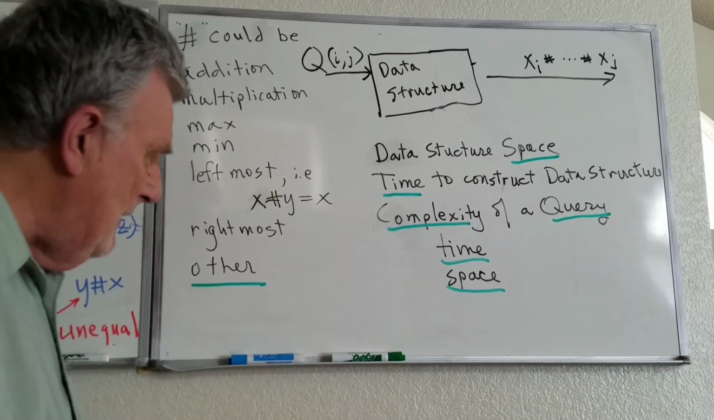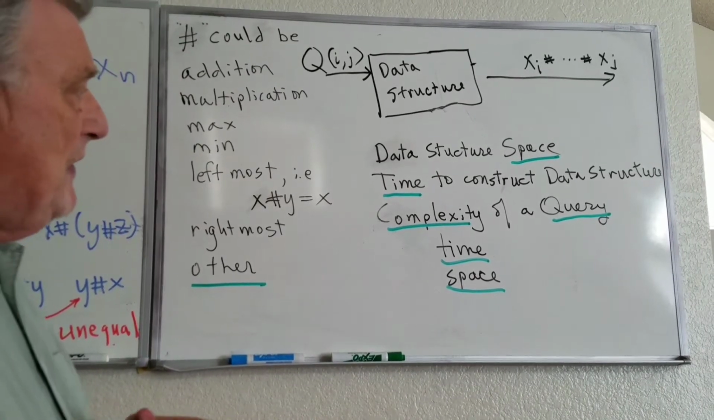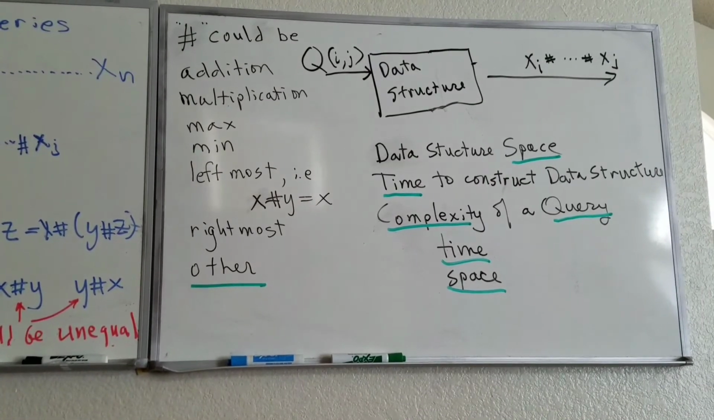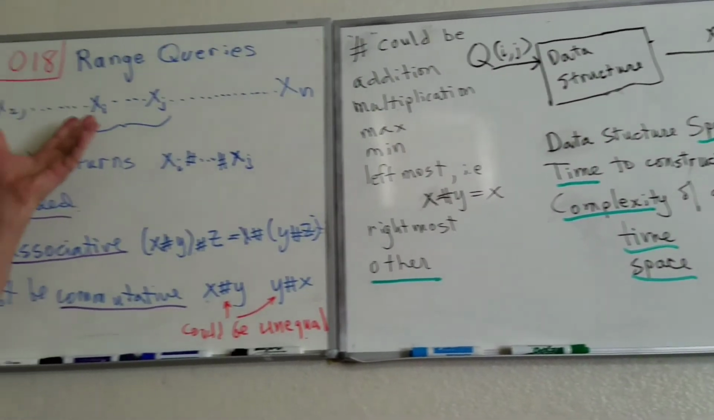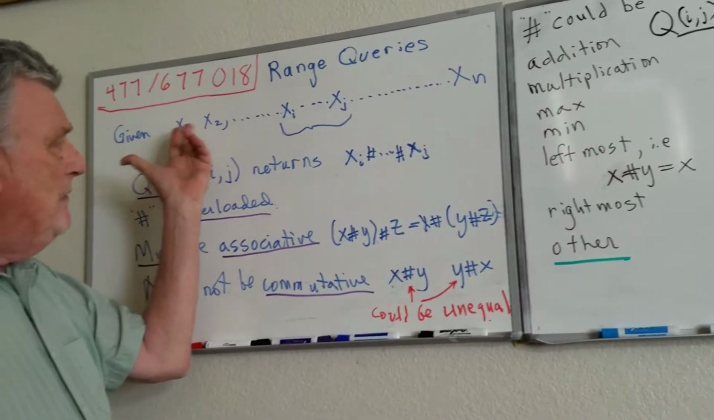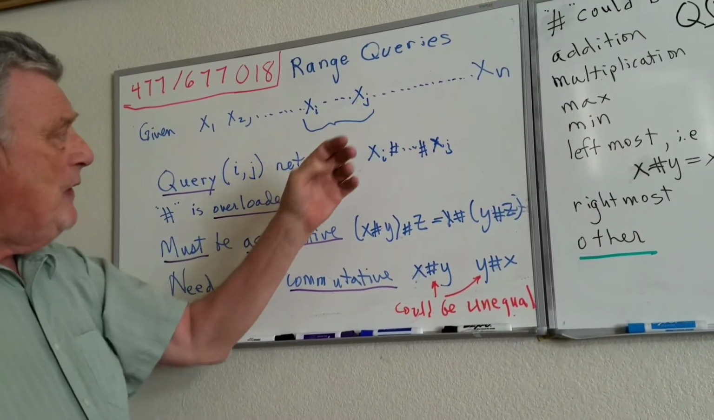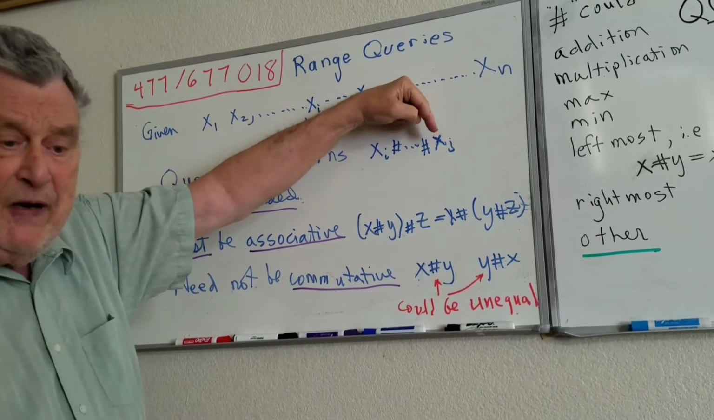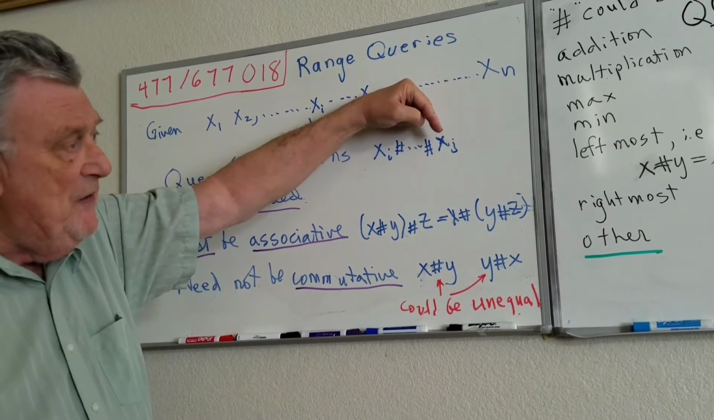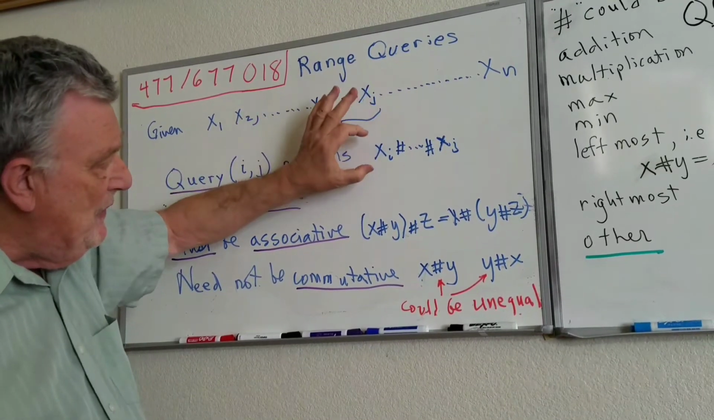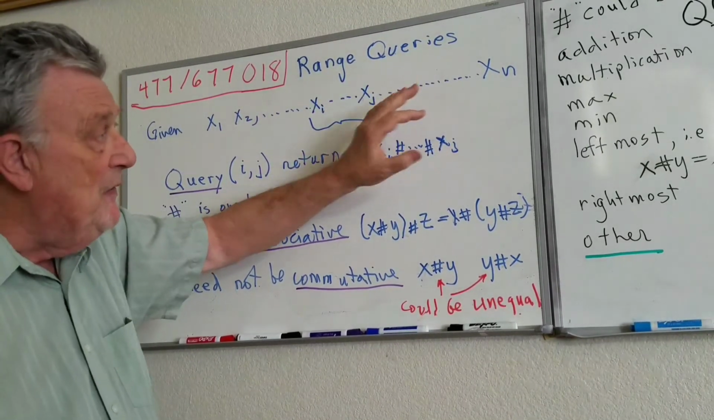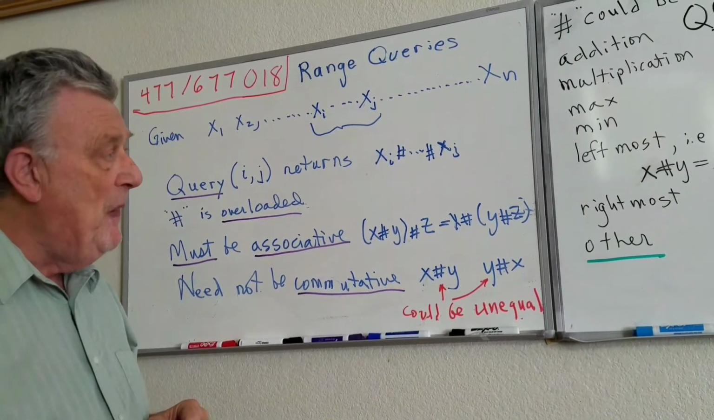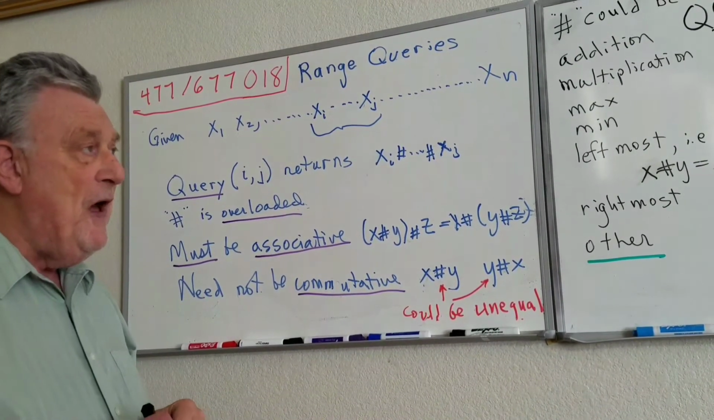Now, I'm going to show you a method for doing that. First of all, a very simple idea is to have the array be the entire data structure, and the query would simply go in, pick these items out, and combine them. Now, that could take a lot of time because there could be a lot of items here. So that we would say would take O of n time. We can do a lot better than that.